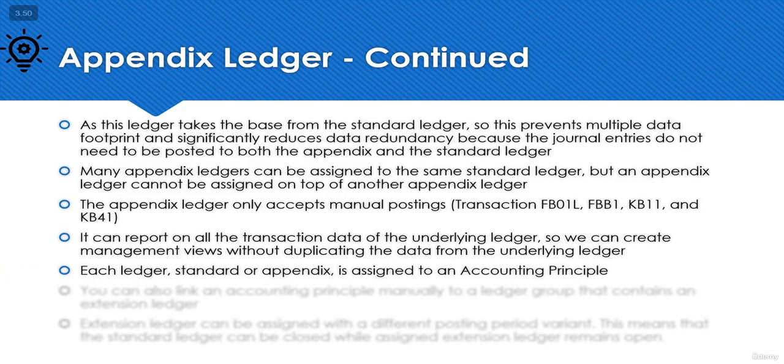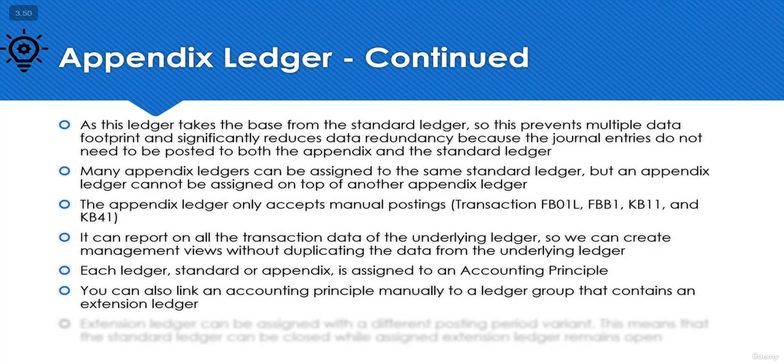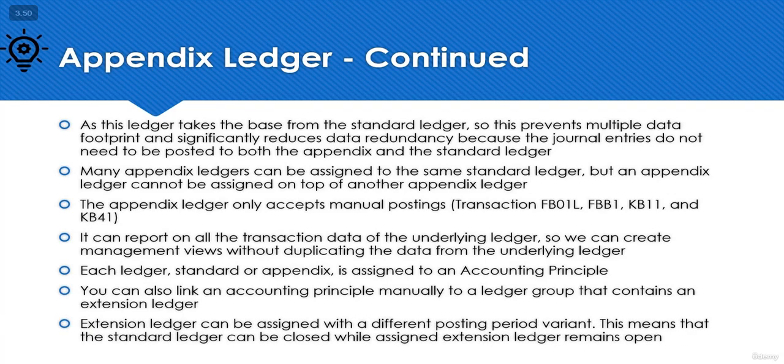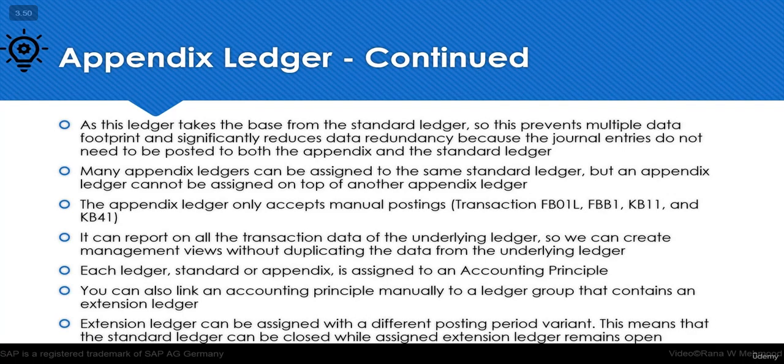Each ledger, standard or appendix, is assigned to an accounting principle. You can also link an accounting principle manually to a ledger group that contains an extension ledger. An extension ledger can be assigned to a different posting period variant. This means that the standard ledger can be closed while the assigned extension ledger remains open.